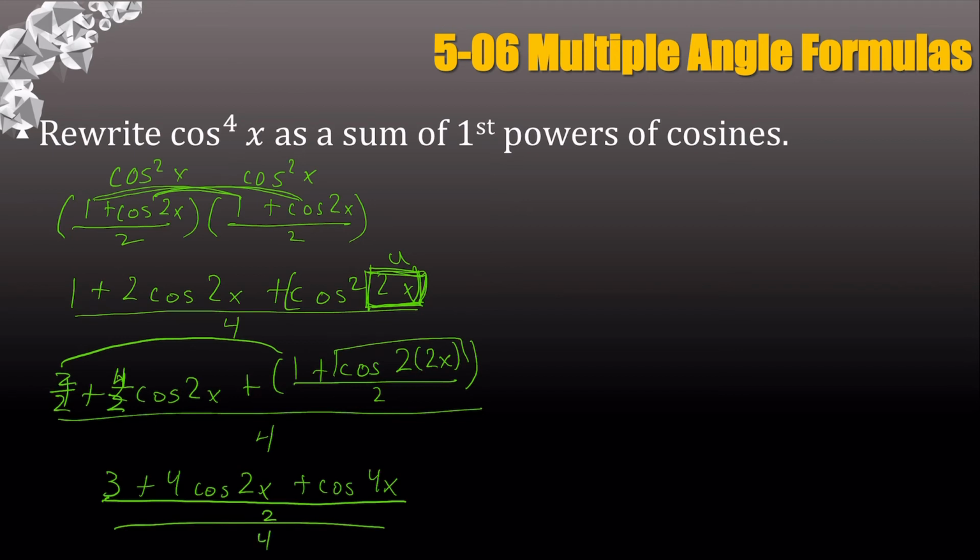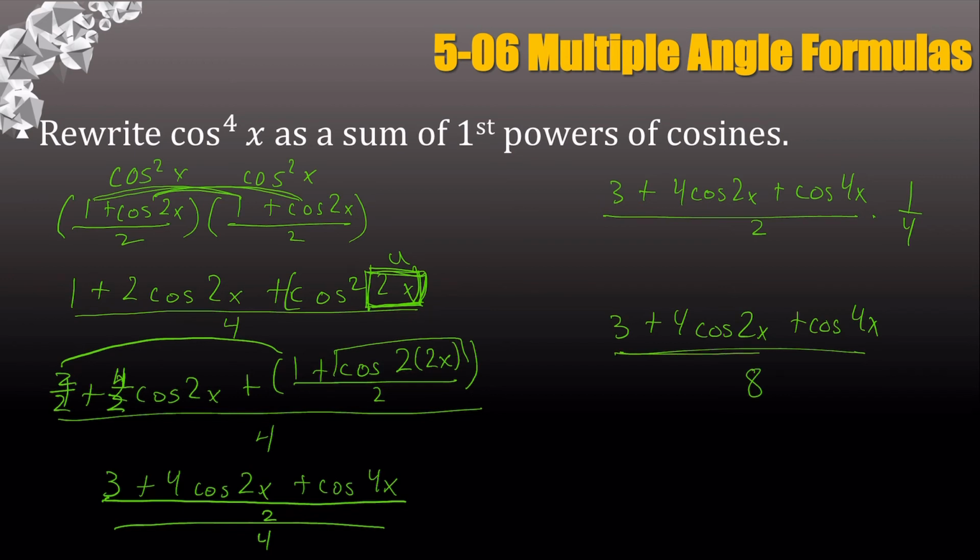Well, you would divide by multiplying by the reciprocal. So it'll be times 1/4 instead of divided by 4. So you can see that makes 3 plus 4 cosine of 2x plus cosine of 4x, over 8. Now there are no more exponents on the cosines.